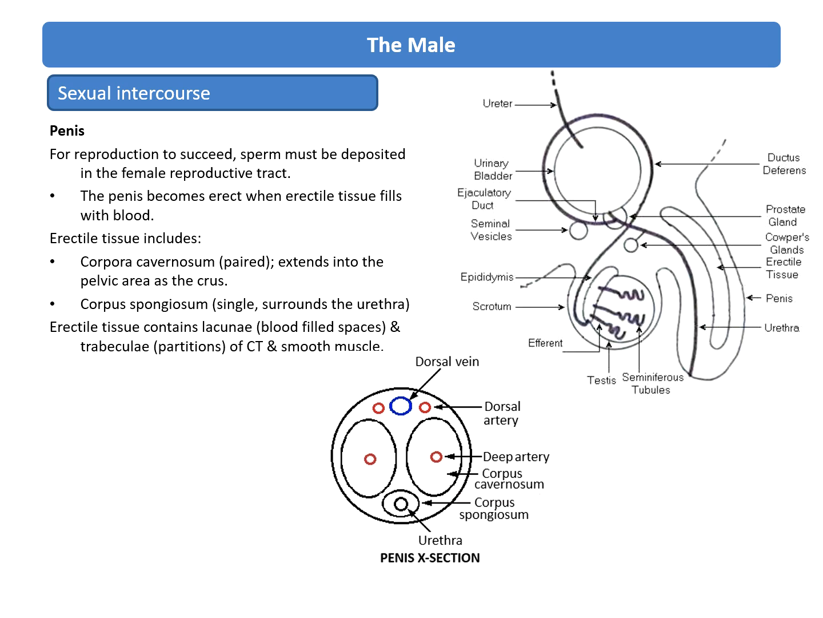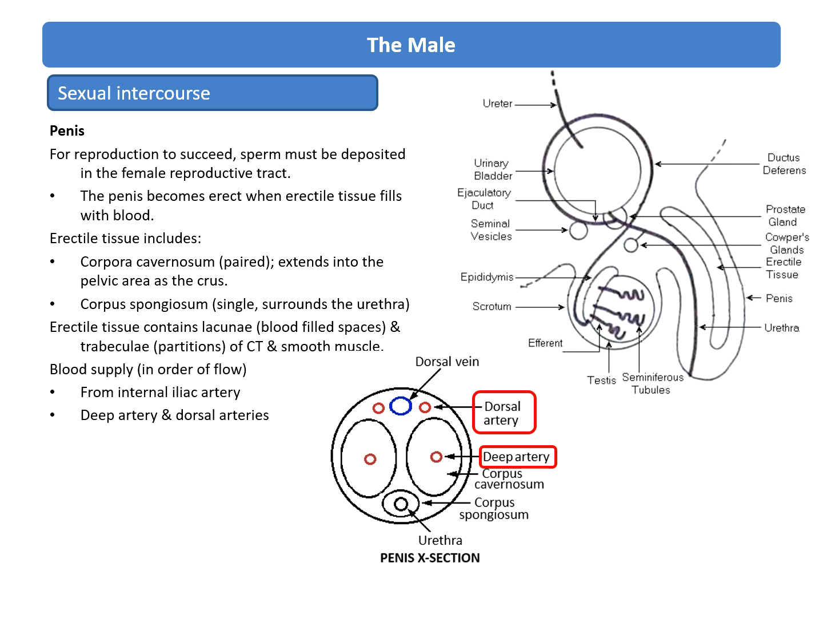Erectile tissue contains lacunae, that is, blood-filled spaces, and trabeculae, partitions of connective tissue and smooth muscle. Blood supply, in order of flow, includes from the internal iliac artery into the deep artery and dorsal arteries of the penis, through the lacunae in the erectile tissue, and out the dorsal veins.